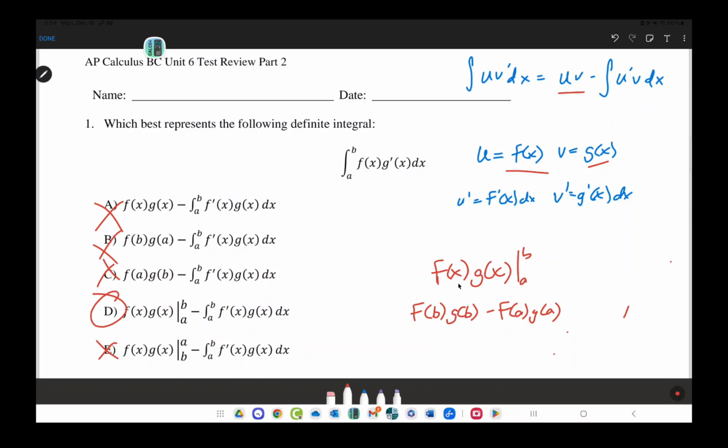You find the difference between f and g. You plug the bounds in like you would in normal integration. So f of b, g of b minus f of a, g of a. On the test you'll have a chart with numbers for f, g, f prime, g prime, and you'll have the actual values for the bounds.